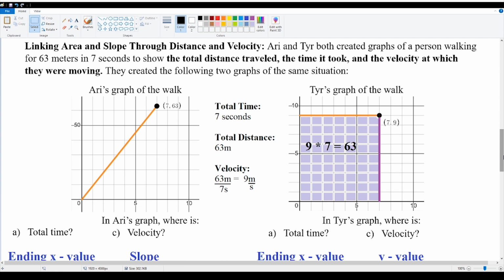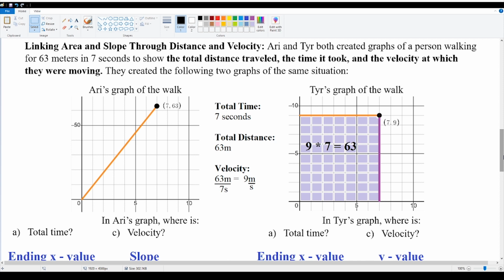Another important thing to do before we start this lesson is to revisit a problem at the end of our previous lesson that had these two graphs of the exact same walk that somebody took, where they covered 63 meters in 7 seconds, maybe more of an extremely fast run, not a walk. Even though both graphs had all three of the same pieces of information, which is 7 seconds, a total distance of 63 meters, and a velocity of 9 meters per second, the graphs look completely different.